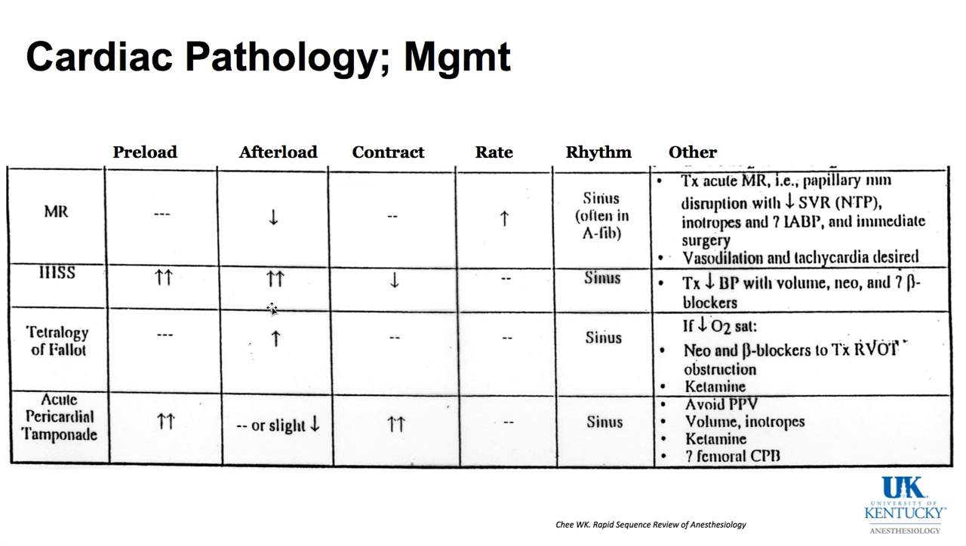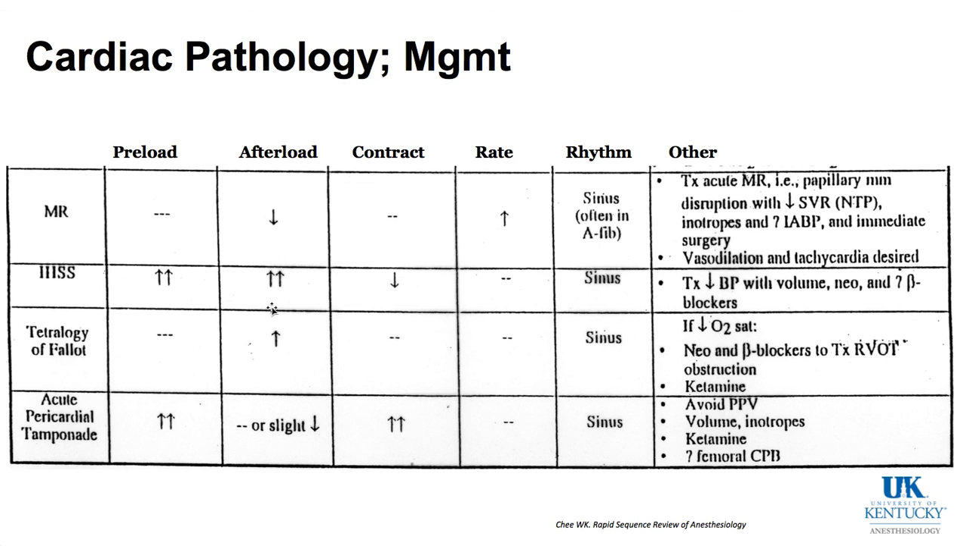As mentioned, the treatment for acute MR medically is to drop the SVR, add inotropes like dobutamine as necessary, and even potentially place an intra-aortic balloon pump as you prepare them for surgical repair or replacement. So vasodilation and tachycardia for MR, that's the medical management.